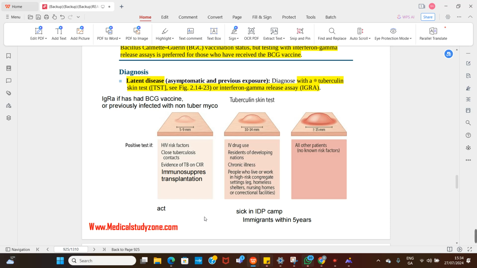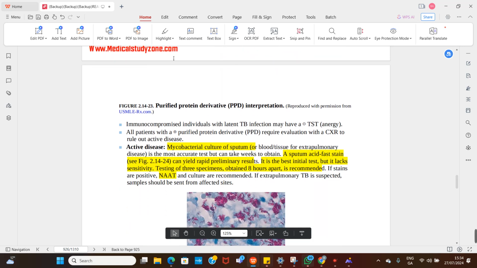You have HIV, you have been exposed to someone with TB, or there's evidence of TB on the chest X-ray, and you're having a PPD of 5 to 9: you are positive. Sick people in IDP: you have chronic illness, you are an IV drug abuser, you are living in developing countries like Nigeria, Cameroon, or you are living in camps, correctional facilities, prisons, nursing homes, and you have 10 to 14: you are positive. If you are healthy, you are at home, you don't have any problem, and you have 15, you are positive. Now, what is the next thing to do?